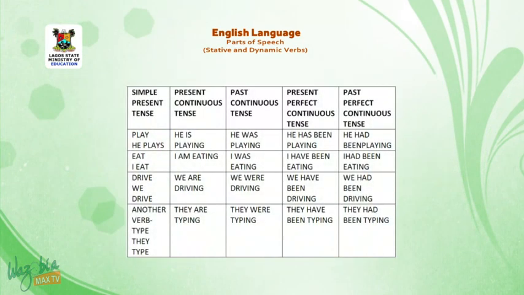Examples of some dynamic verbs in the continuous tenses. Play. He is playing. He was playing. He has been playing. He had been playing. Eat. I am eating. I was eating. I have been eating. I had been eating. Drive. We're driving. We were driving. We have been driving. We had been driving.